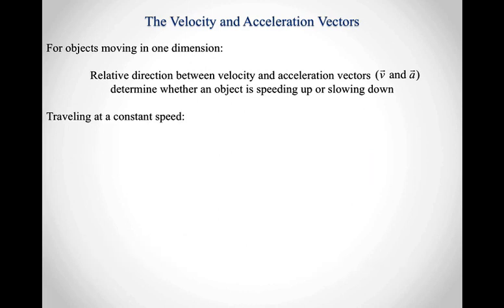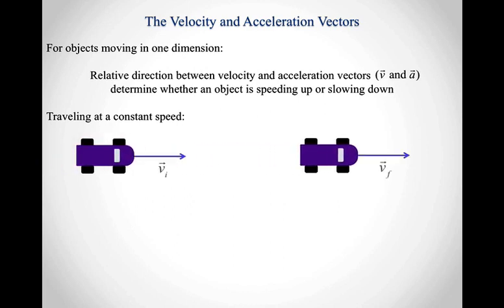If I now have objects that are traveling at a constant speed, what does that mean? Well, same car, traveling at a constant speed means that the magnitude of the velocity vector doesn't change, right? So whatever length it is at my initial point in time, it's that same length at all the points in time afterward, including at the final point in time that we've drawn here. This happens because the acceleration is zero.